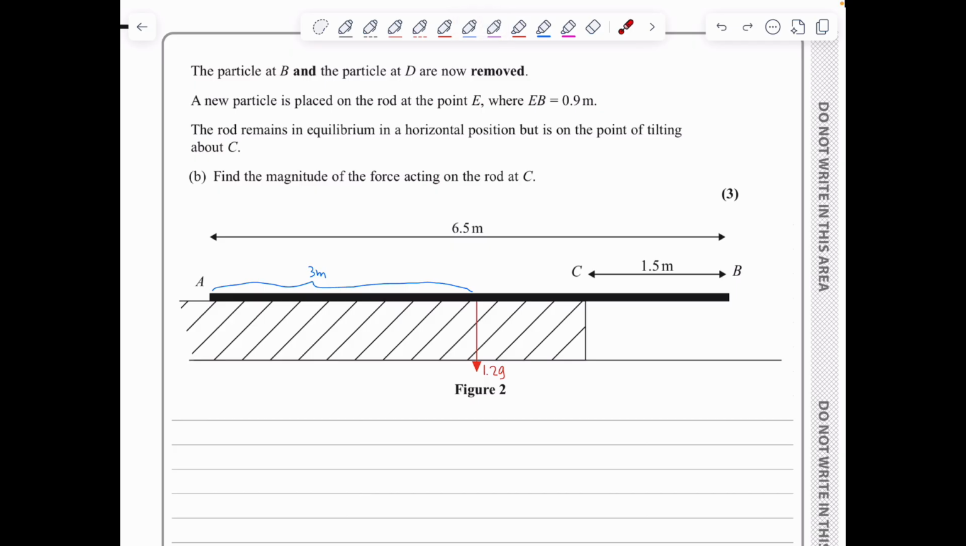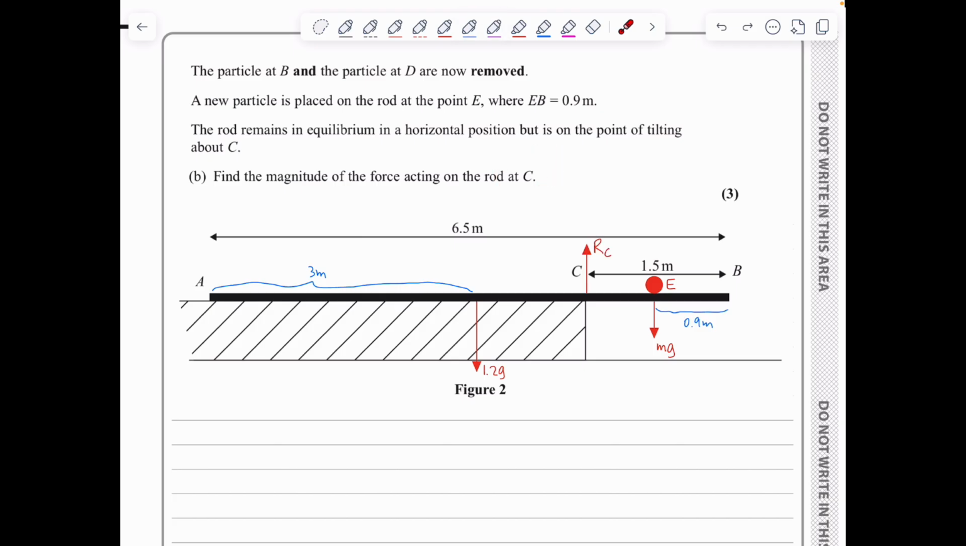So the center of mass is 3 meters from A, the weight is 1.2g. Now we've got this point E, so we've got a particle placed at E. We don't know the mass of it, so I'm just gonna call the weight mg. Now EB is 0.9 meters, and now I will add a reaction at C because we are on the point of tilting about C. So we've got the reaction at C.